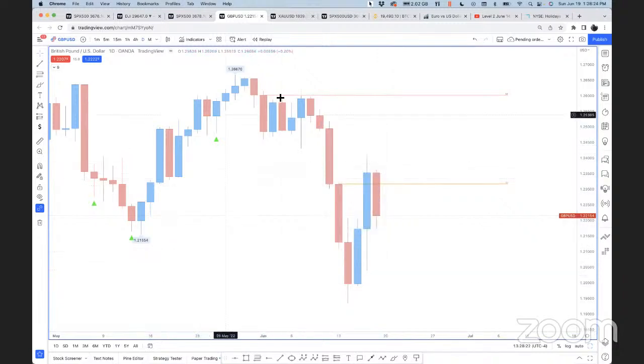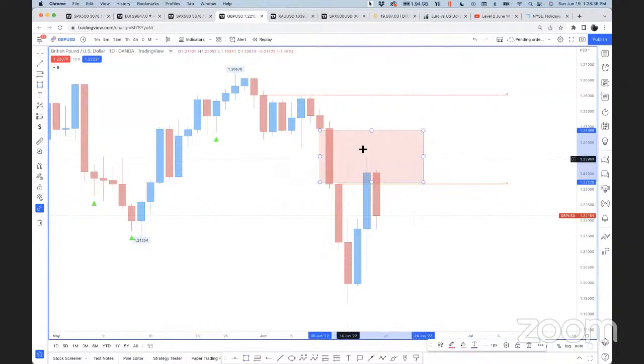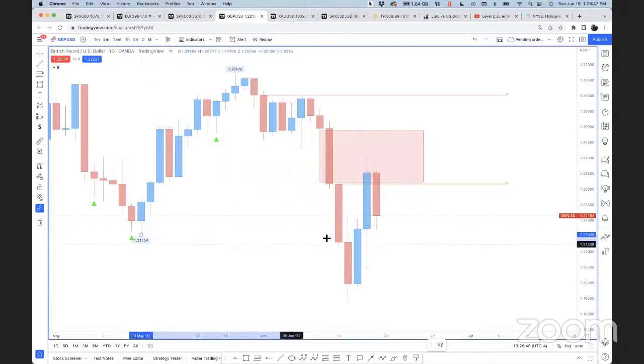So looking at the daily, we are sitting inside of this little imbalance. And this might be something different for us to look at, right? We got this imbalance that we just reacted from, right? And then we had this low that we just took out a few days ago over here.